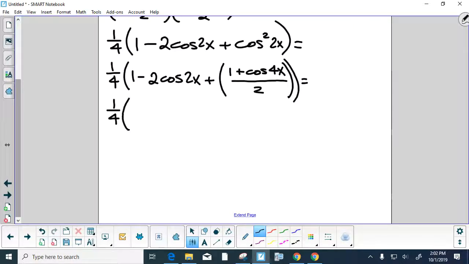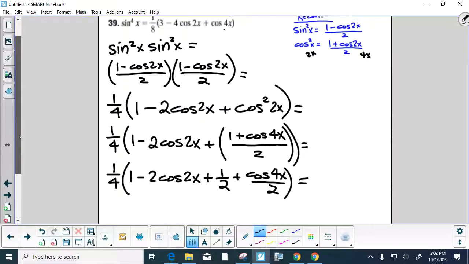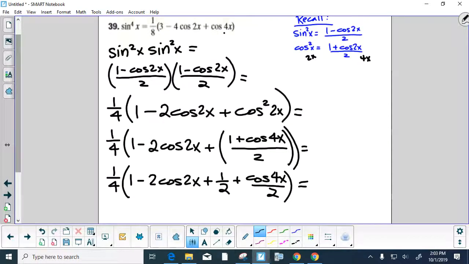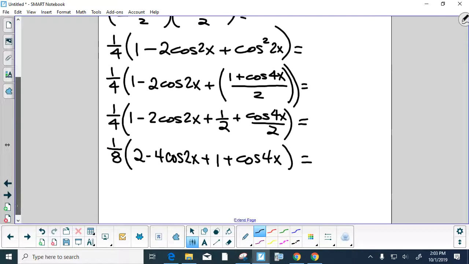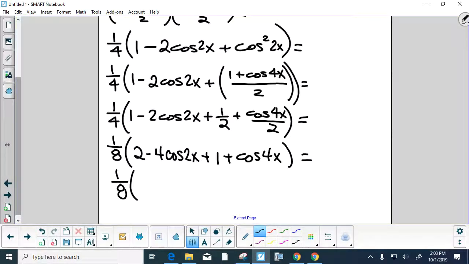Okay, so let's simplify a bit. We get 1/4 times 1 minus 2 cosine 2x plus 1/2 plus cosine 4x over 2 equals, and where am I headed? I will remind myself where we're headed. I need a 1/8 out in front, so I need to factor out a 1/2. So if I do that, I get 1/8. And things that don't have a 1/2, I'm going to multiply by 2. So this will be 2 minus 4 cosine 2x plus 1 plus cosine 4x. And now let's simplify, because we have the 1/8 outside and we're really happy. And so 2 plus 1 is 3 minus 4 cosine 2x plus cosine 4x, and please tell me that equals the other side. Yay!